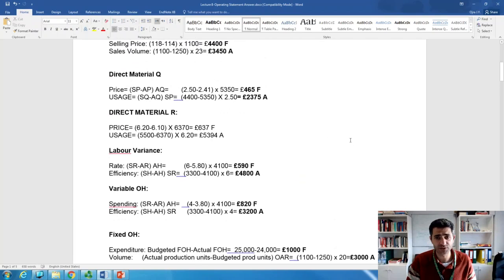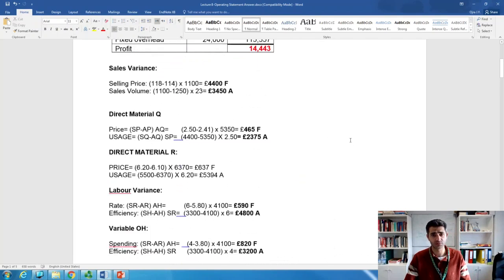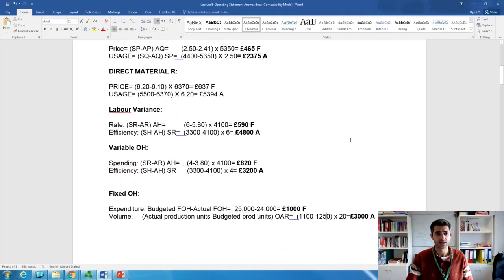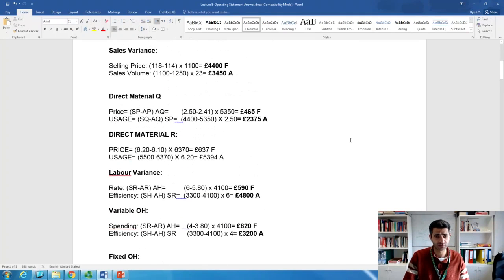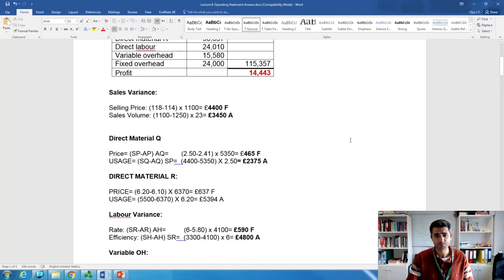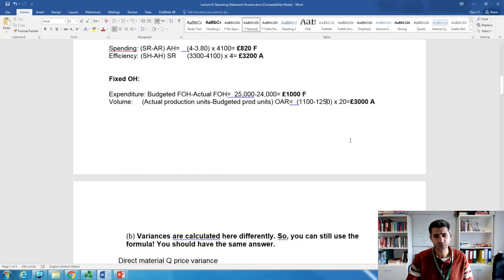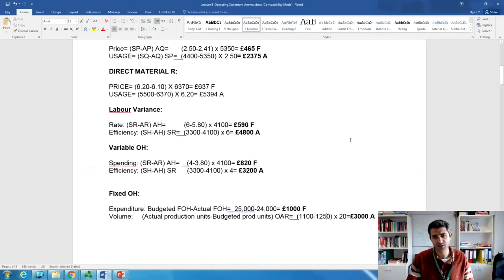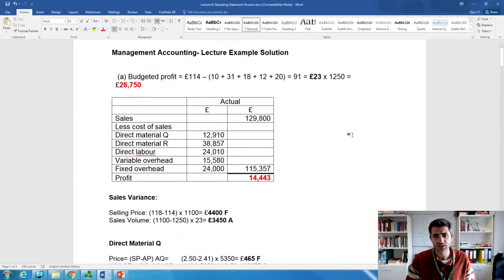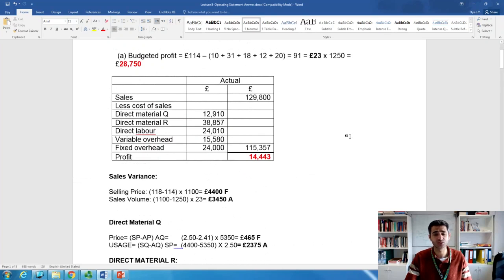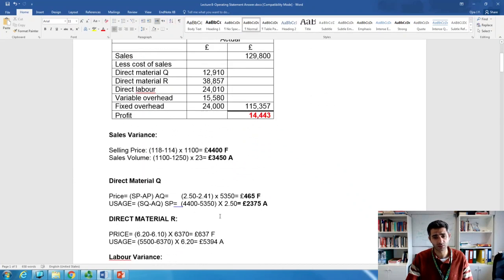So as you see, we have 10 formulas here, which we've done, for 10 variances. And what's the next job? To prepare the operating statement. When it comes to operating statements, it's really simple and straightforward, not a big deal. What you need to do in the operating statement is just copy and paste the numbers from here.